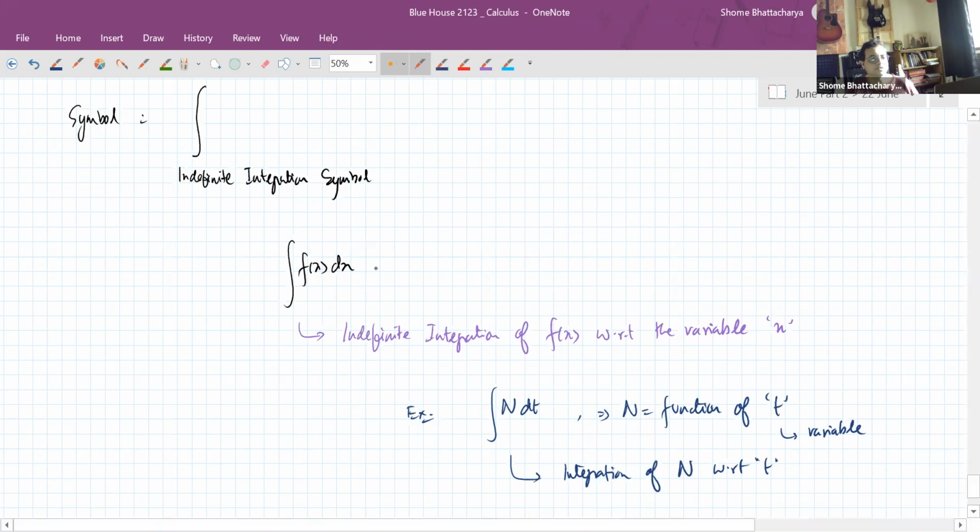Now this operation results in giving us what is called the antiderivative. Which further implies that differentiation of this quantity that we get will be equal to f(x).